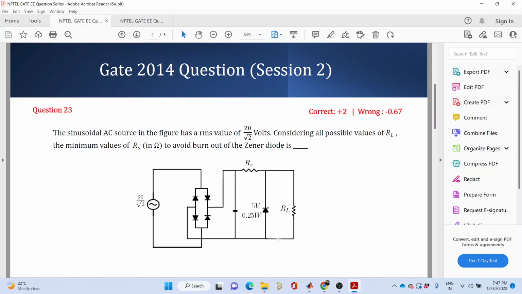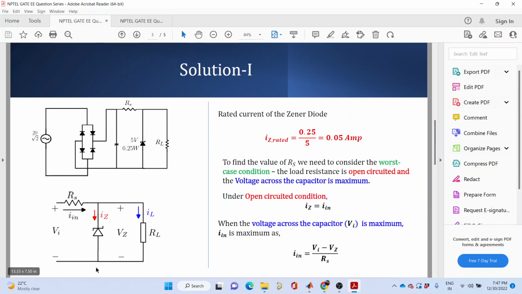It is when it is open circuited. When RL is open circuited, just let us look at the basic shunt circuit. What this Zener diode does is it maintains a constant voltage Vz, right? Yes, sir. So it maintains a constant voltage, and you have Vi, which is not constant. This is the unregulated voltage.